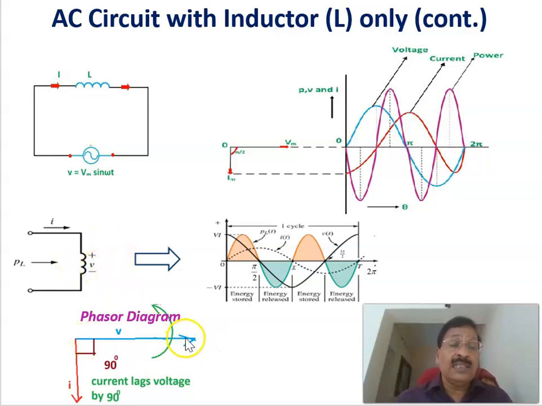And if you see the phasor diagram, again as we have seen, this is the voltage vector and this is the current vector that is rotating at 50 hertz, 50 cycles per second. At each instant we can see that the voltage vector is leading the current, or we can say that the current is lagging the voltage vector by 90 degrees. So this is a phasor diagram of a purely inductive circuit.